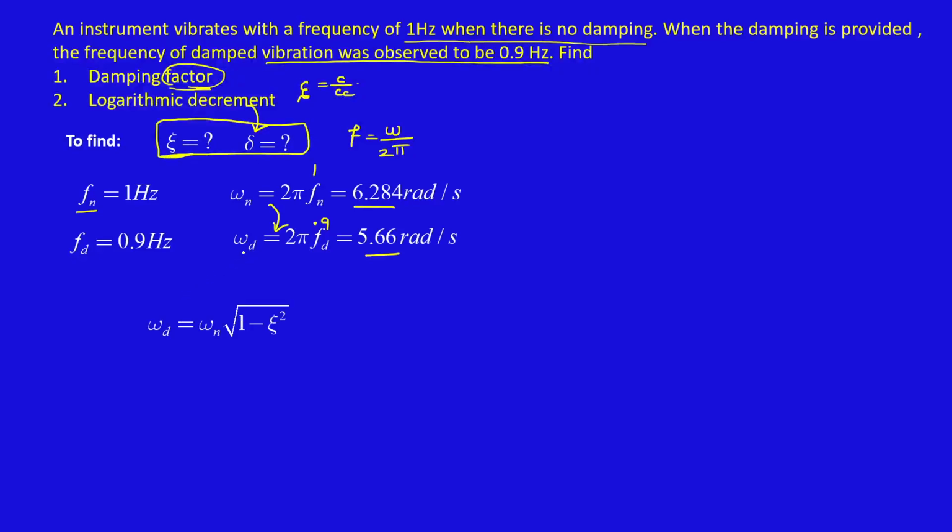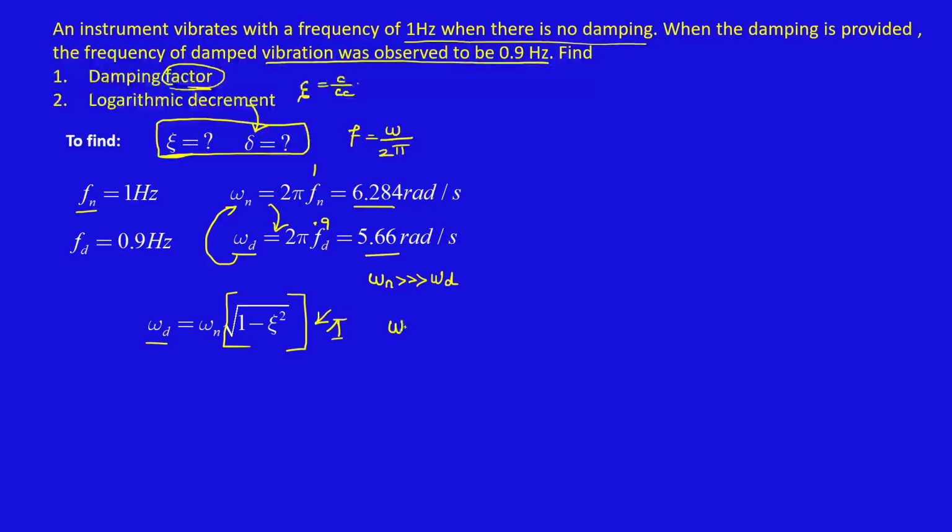So there is a relation between omega d and omega n. That relation is omega d equal to omega n square root of 1 minus eta square. There is no need to memorize this formula. Natural frequency is always greater than damped frequency, because the moment you provide damping, the frequency will decrease. So omega d equal to omega n times some value. This value should be less than 1.